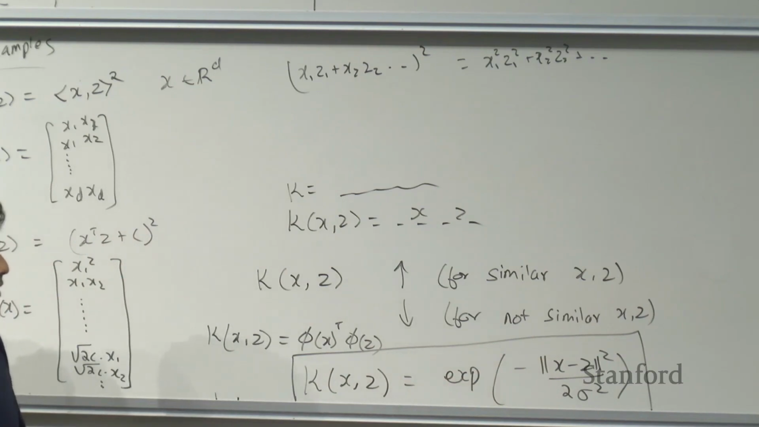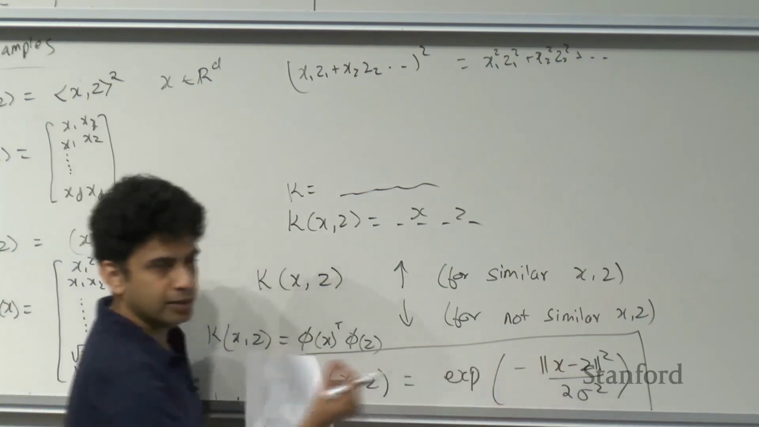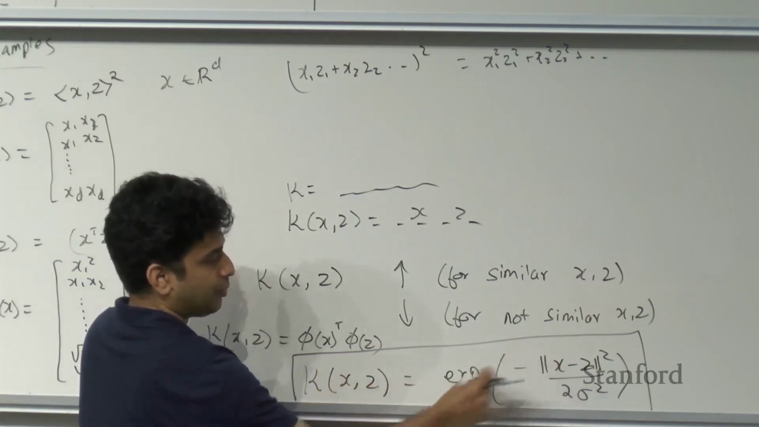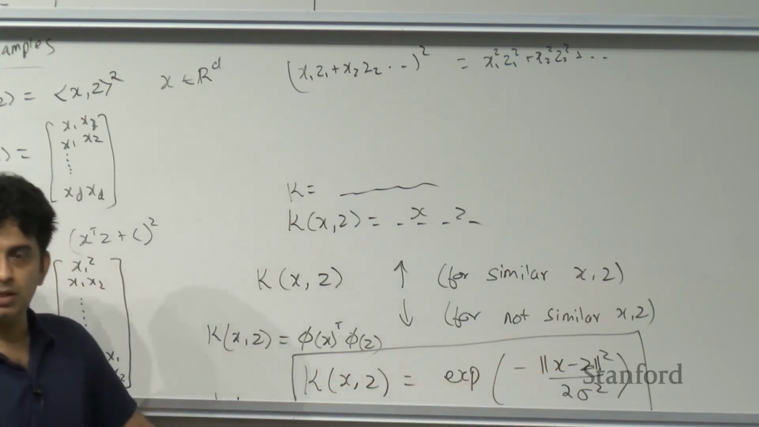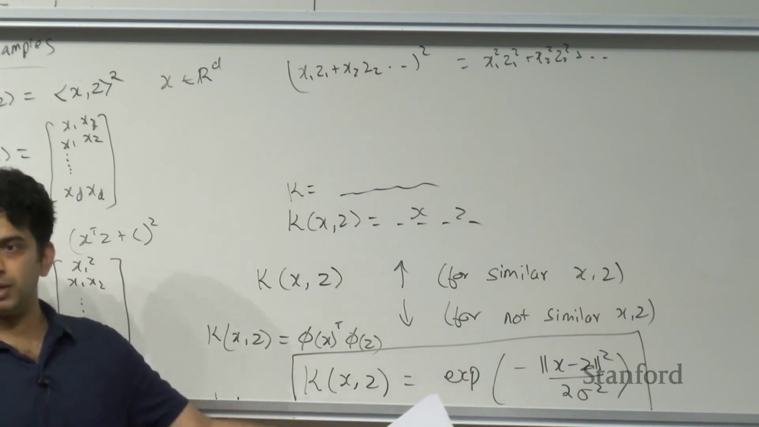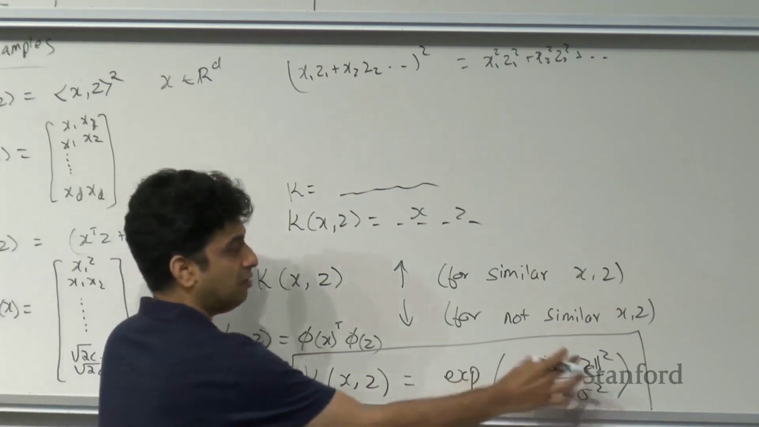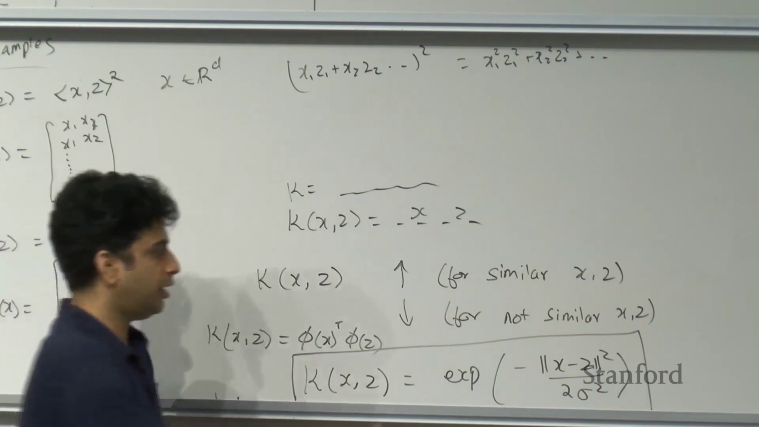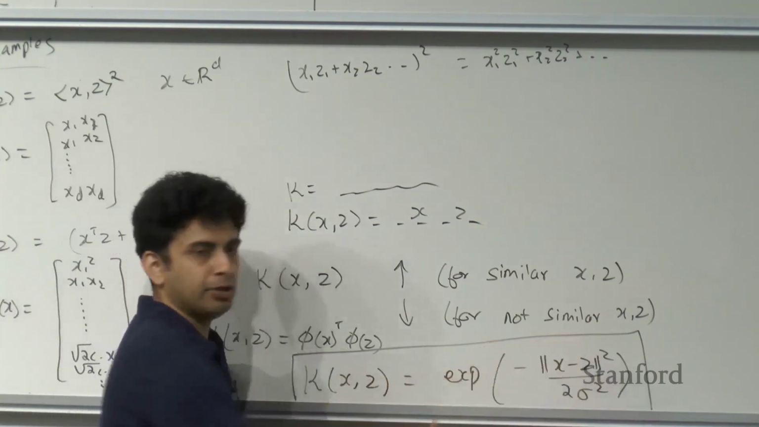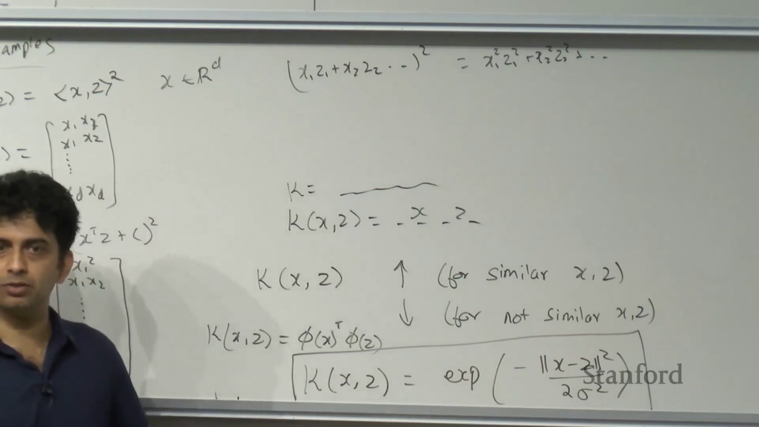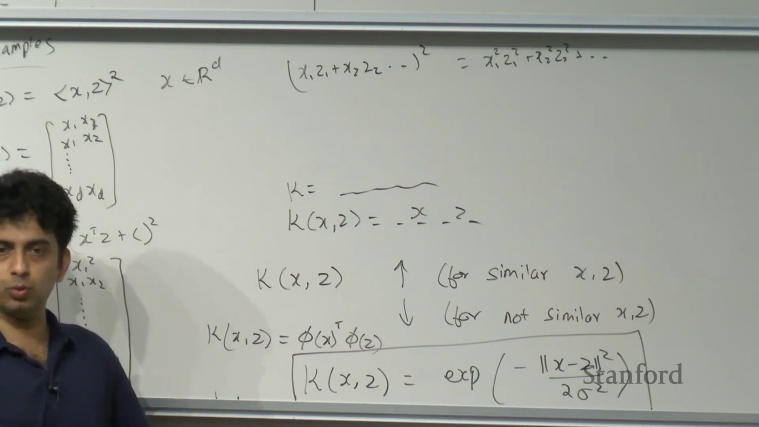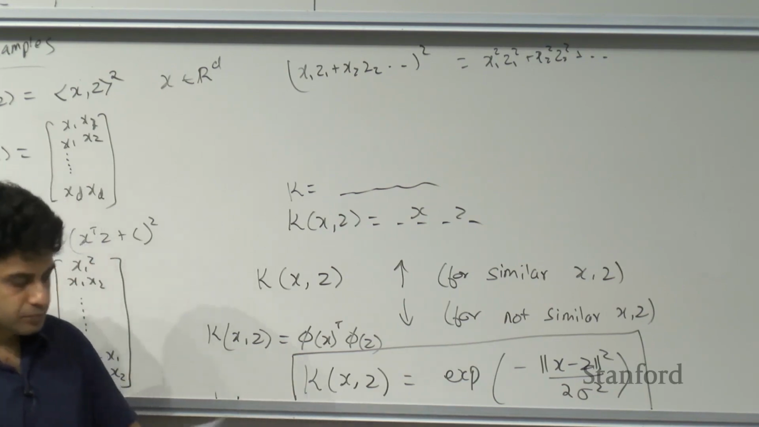And the idea here is that if x and z are very close or similar, x minus z will be 0 and exponent of 0 is just 1. But if x and z are far apart, then x minus z will be a big value and the square of that will also be a big value, and exponent of a negative big value is close to 0. Right? So for similar examples, the Gaussian kernel will evaluate to closer to 1, and for dissimilar examples it will evaluate close to 0. Right?